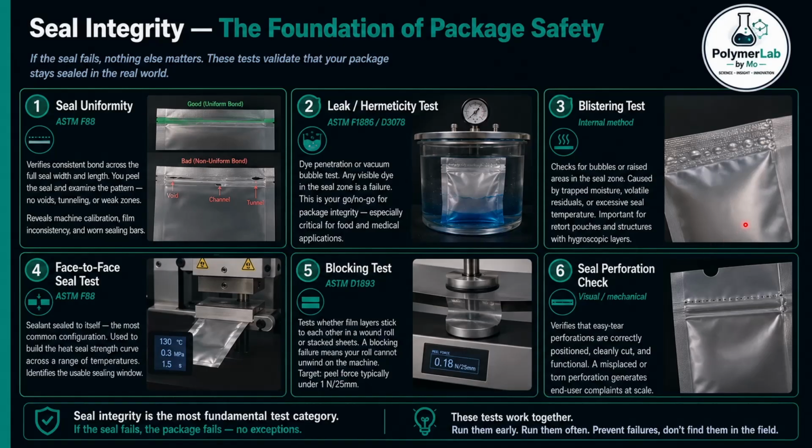Blistering test. When you seal a structure that contains moisture, trapped volatiles, or hygroscopic layers, you can get bubbles or raised areas in the seal zone. The blistering test deliberately stresses the seal, usually through heat or pressure, to reveal latent defects before they appear in the field. Particularly important for retort pouches, where the steam cycle is aggressive.